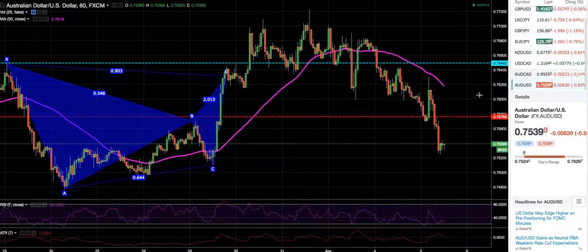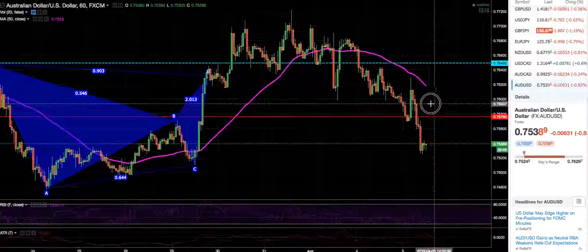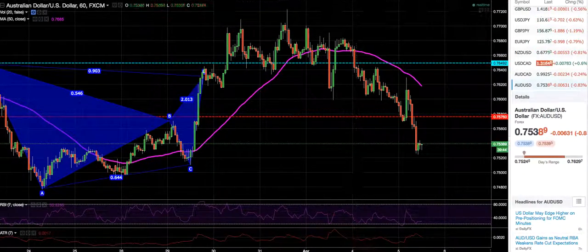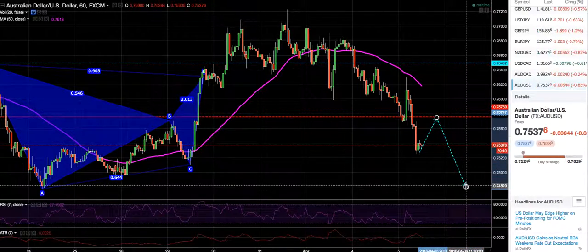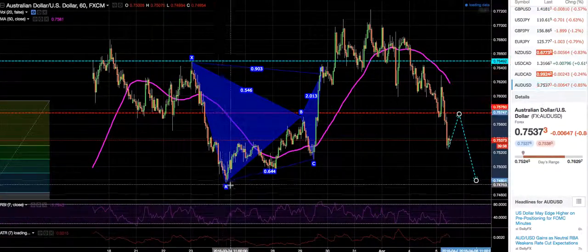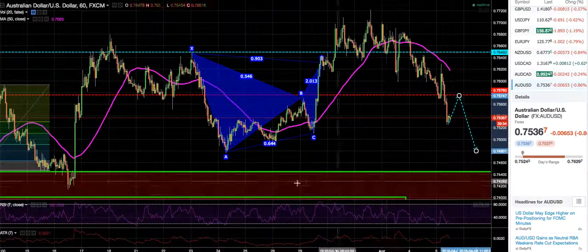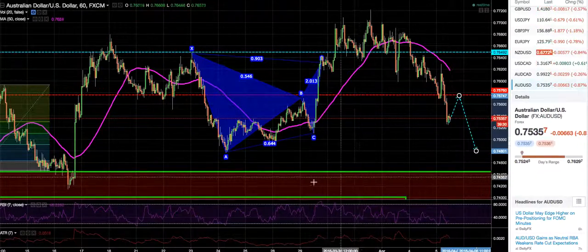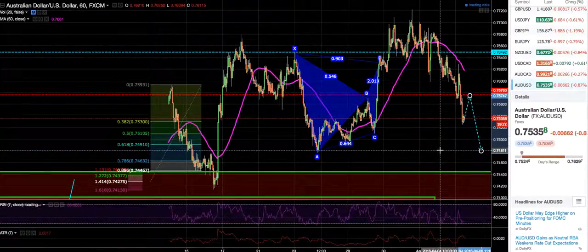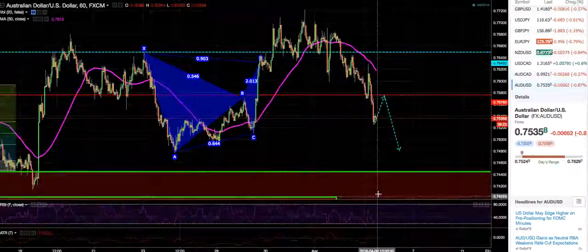So I went through all the pairs. I told you what I think. On the Aussie dollar, I believe that the market is going to be continuing in this downward move until at least this point right here, and then we have this big structure level down here that we will be taking a look at if the market comes down to that.